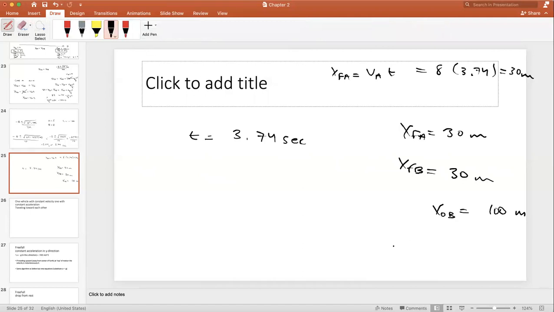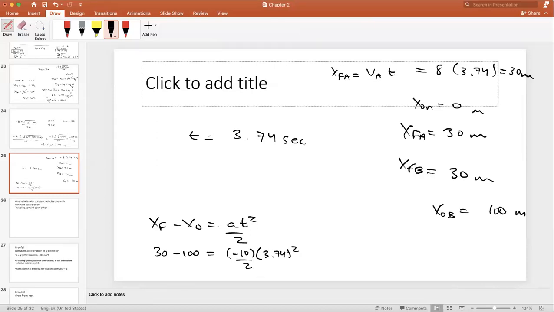X initial of B, and x initial of A was 0. So let's see if our stuff makes sense. We get x final minus x initial is equal to AT squared over 2. This would be 30 minus 100 should be equal to A, which was minus 10 divided by 2, times 3.74 squared. This is minus 70. What is this side? It's minus 5 times 3.74 times 3.74. I get minus 70, okay? So it works. We know what x final is. We know what x initial is for A and B.